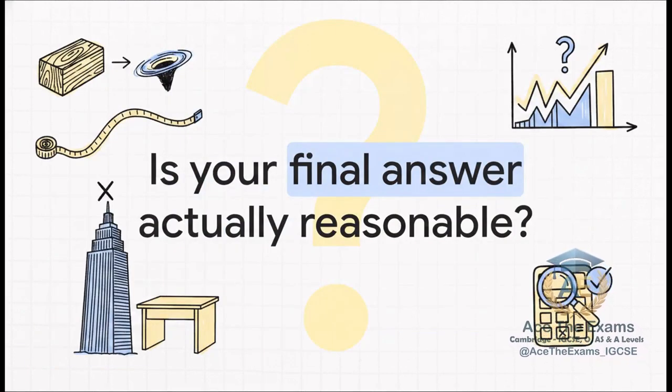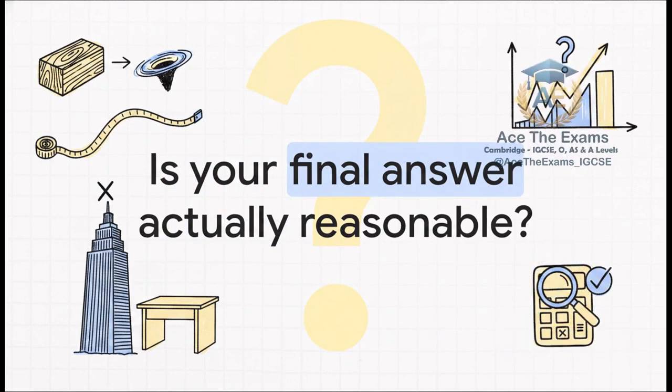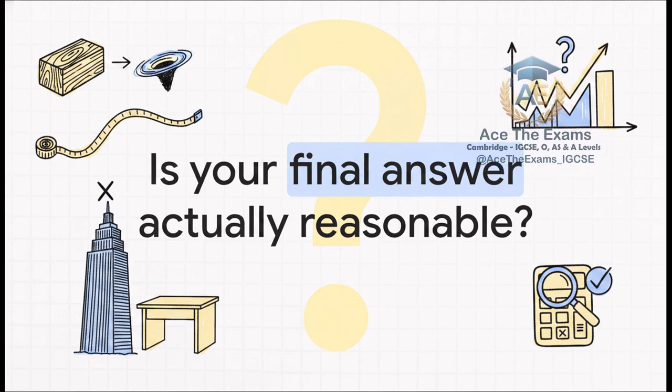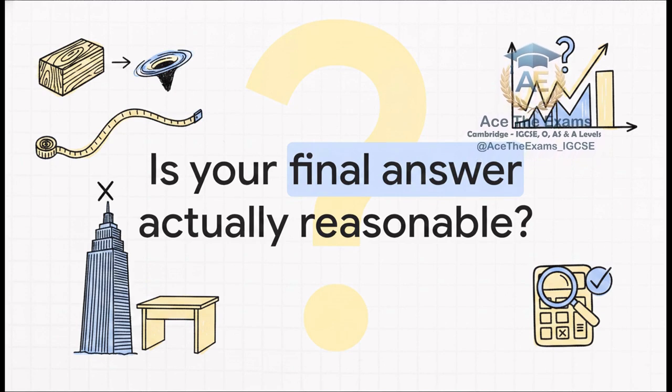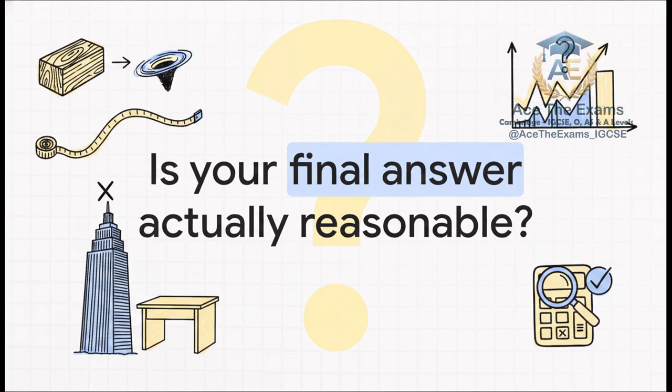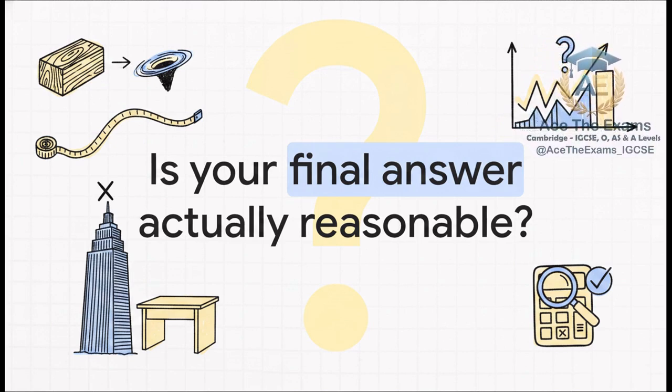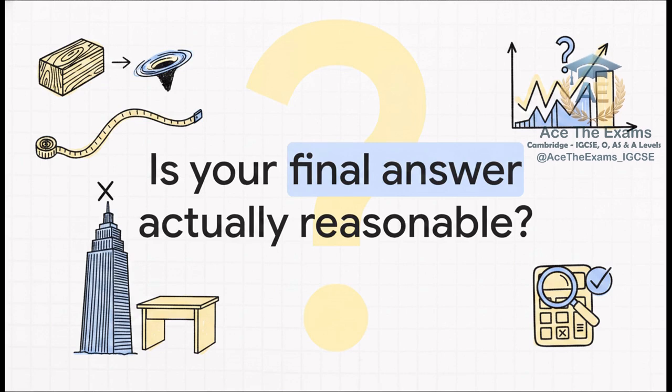Before you even think about putting your pen down, there is one final ultimate check you absolutely must run on every single question. Is your final answer actually reasonable? Does it make physical sense in the real world? Think about it. If you calculate the density of a little wooden block and your answer is heavier than a literal black hole, you've flipped your mass and volume in the equation. If you calculate the length of a classroom desk and get 400 meters, you've completely messed up your metric conversions. Always run a quick reality check on your values.